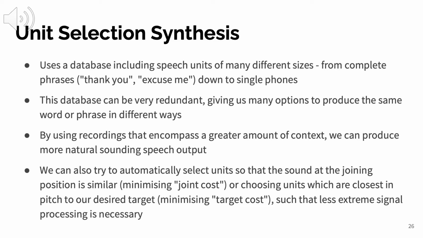But then you have to, because there isn't sort of the one unit that you're using for each thing, you need to choose a target cost associated with each unit for how close it is to what you're actually wanting to be producing, and then a joint cost.